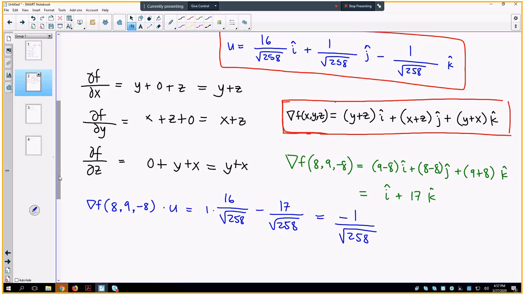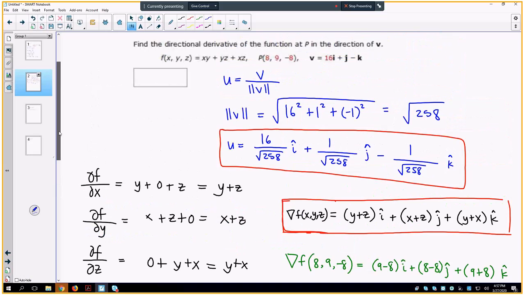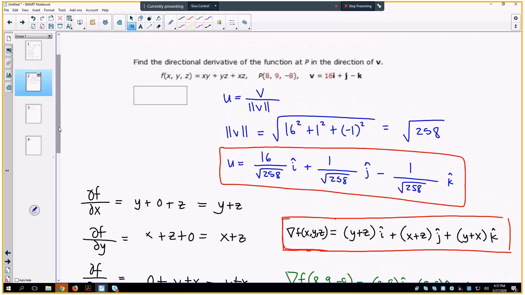If you want to rationalize, you can. So we can say this is minus 1 over square root of 258, or we could say it's minus square root of 258 over 258. Doesn't matter. Actually, I'm not sure if it matters in WebAssign, but in reality it doesn't matter. And that is the answer to the question.